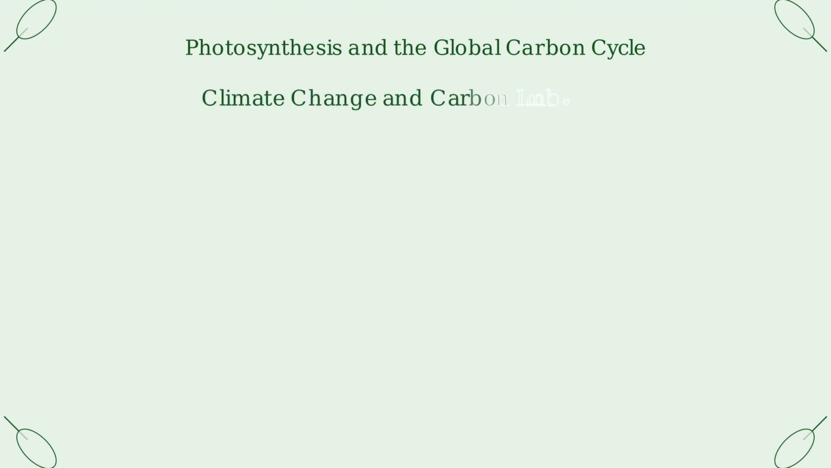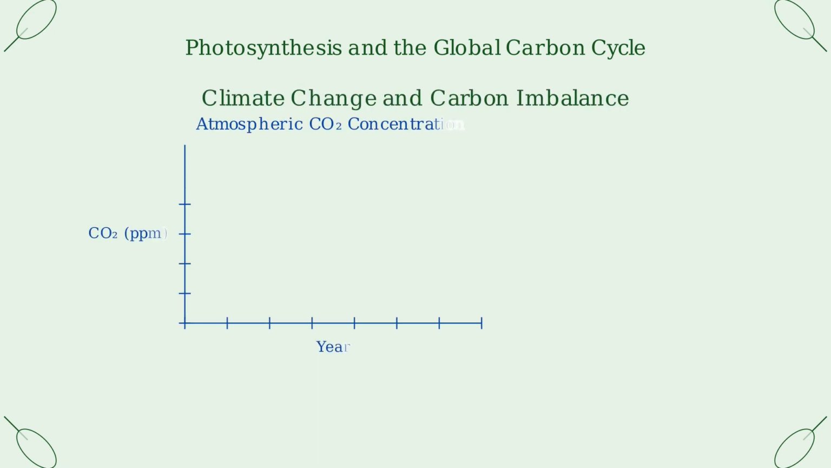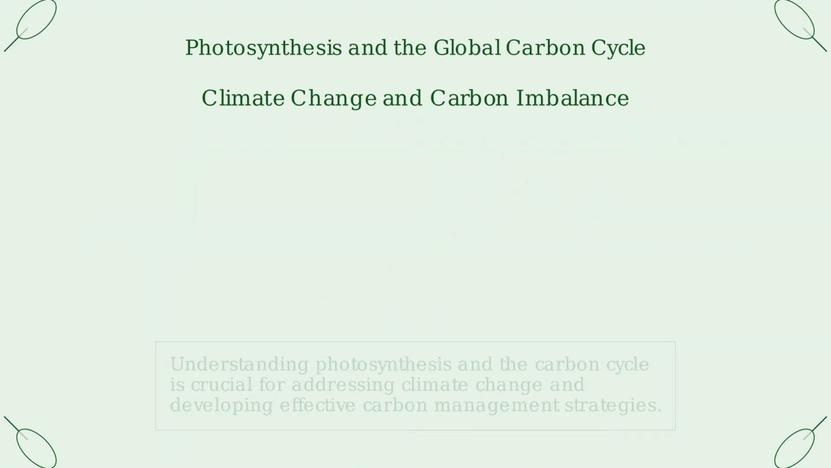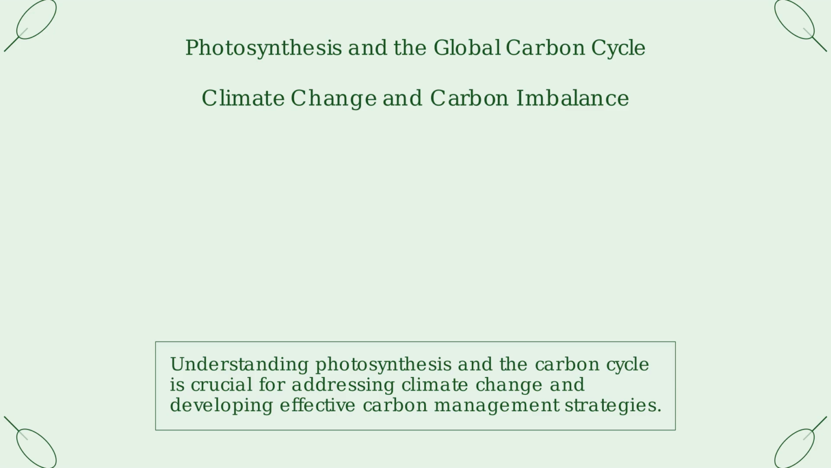The resulting carbon imbalance is leading to increased levels of carbon dioxide in the atmosphere. Atmospheric carbon dioxide has risen from about 315 parts per million in 1960 to over 415 parts per million today. This increase is driving climate change, resulting in rising temperatures, sea level rise, extreme weather events, and ecosystem disruption. Understanding photosynthesis and the carbon cycle is crucial for addressing climate change and developing effective carbon management strategies.